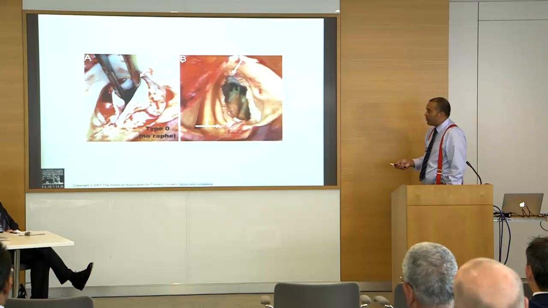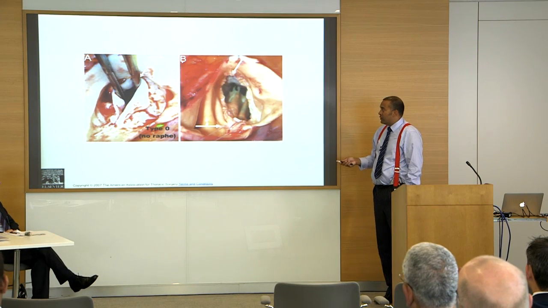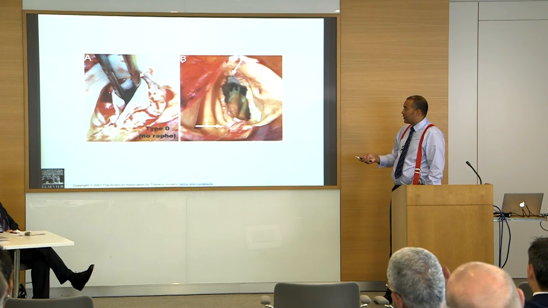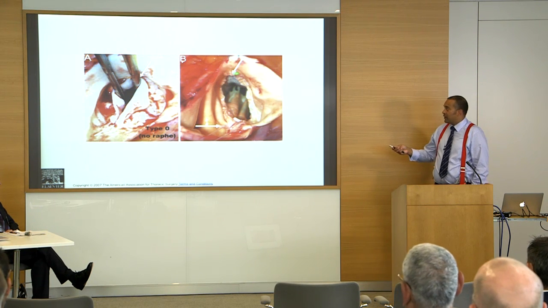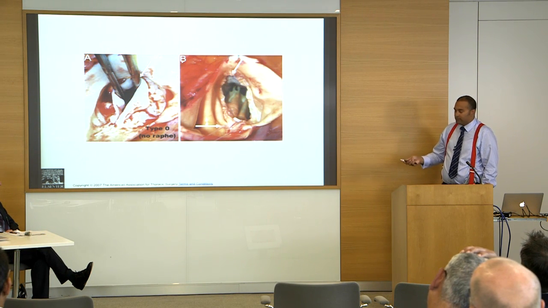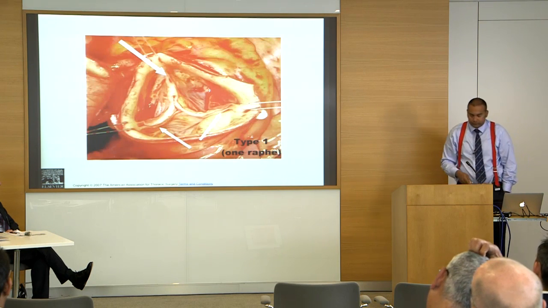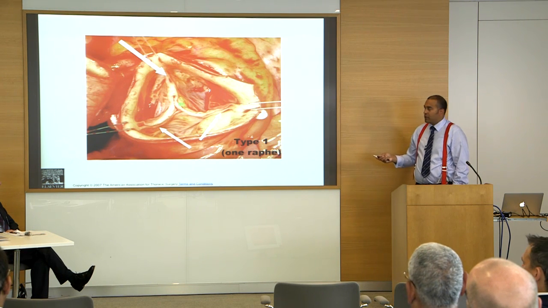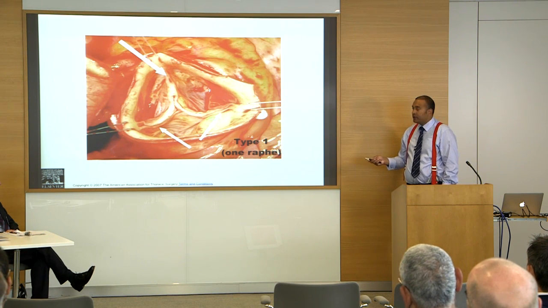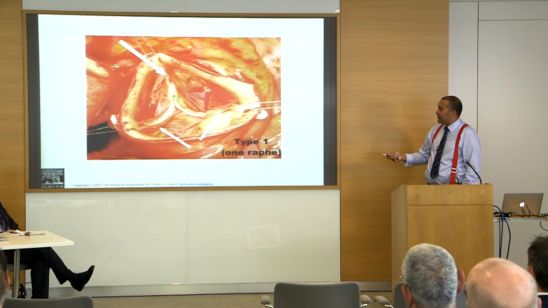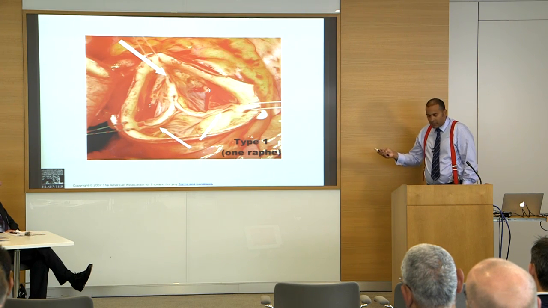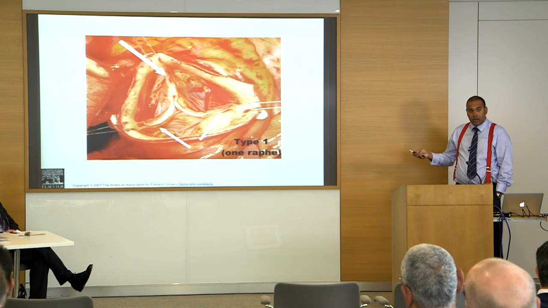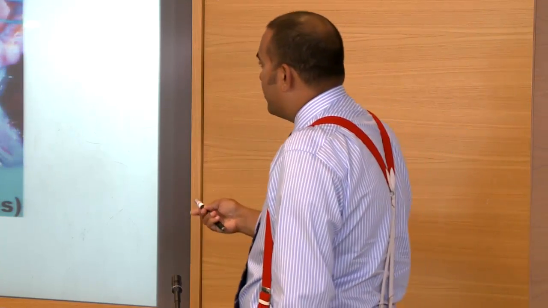So looking at the operative pictures, this is a type 0 with no raphe, so a bicommissural, truly bicuspid valve. This is the valve excised here, and there is no raphe that can be seen. Type 1, here we see a tricommissural, something which is trying to be a tricuspid valve. And here we see the raphe between the right and the left coronary cusps, so type 1 LR, and then dependent on the pathology. And type 2 here with the two raphes.